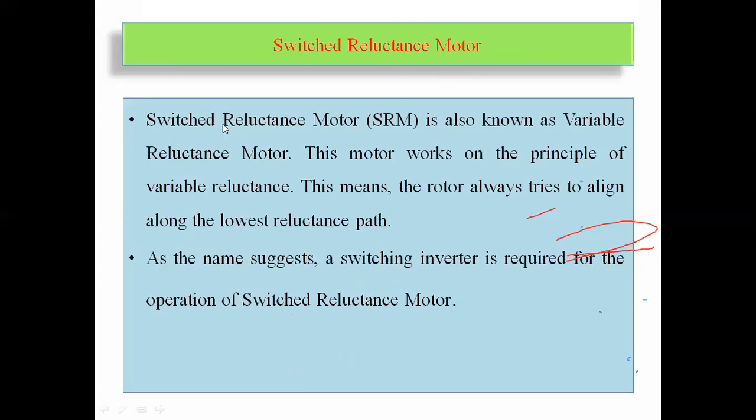Okay, now the switched reluctance motor, SRM, is also known as a variable reluctance motor. Previously it was the synchronous reluctance motor. Now this motor works on the principle of variable reluctance. This means the rotor always tries to align along the lowest reluctance path. Align means rotate or change. Now the rotor always tries to align along the lowest reluctance path.